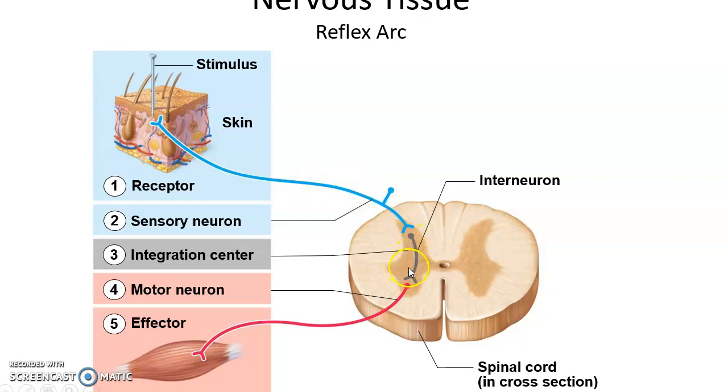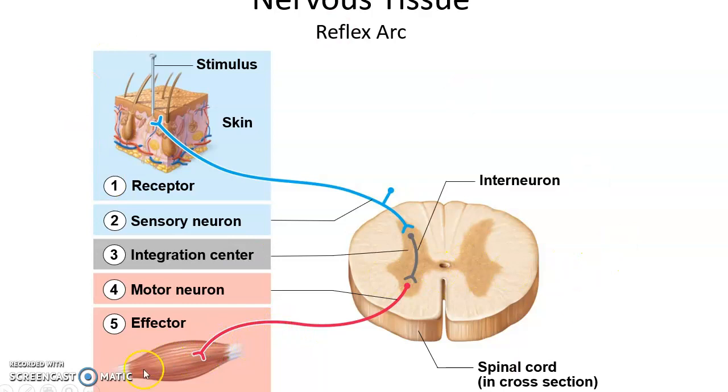There it may or may not interact with an interneuron. Interneurons are found in the central nervous system, so all neurons solely in the central nervous system are interneurons. That will integrate the information and then send a command to a motor neuron to send out the motor response to the relevant effector, in this case a skeletal muscle, to move away from the source of the pain. So you have a receptor, detects the stimulus, sensory neuron carries the information to the central nervous system, potential integrative center, interneuron, and then a motor neuron sending the command to the effector.